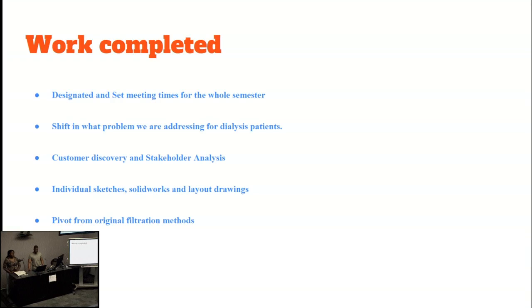We're still working on the customer discovery and stakeholder analysis. We still plan to talk to maybe one or two other dialysis patients that do PD in the home. For individual sketches, we have done loose hand sketches of how we potentially want to address the problem, as far as the layout of our device or how we would like to improve upon the standard PD device at home right now. And we had a change in how we plan to filter the solution. We'll see in the next slide.